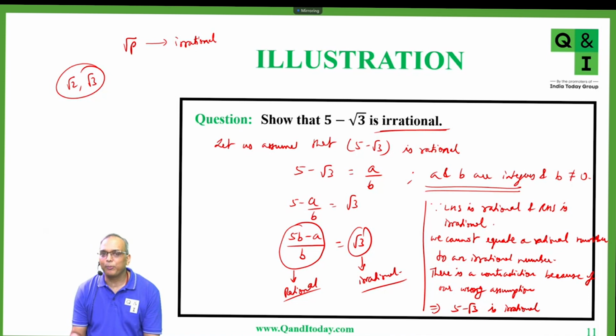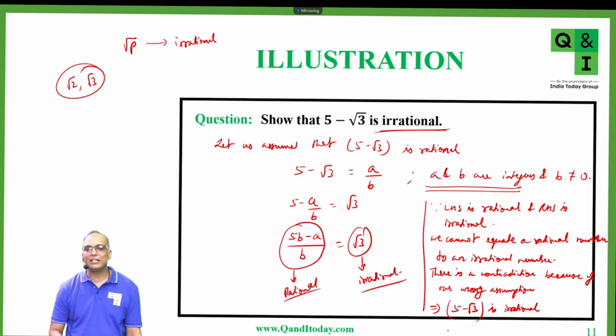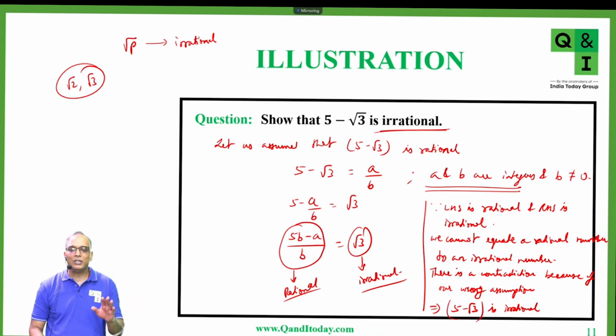There are only two possibilities, right? It will be either rational or irrational because we are studying only real numbers right now. So if 5 minus root 3 is not rational, that means it is irrational. This is how you prove that 5 minus root 3 is irrational.